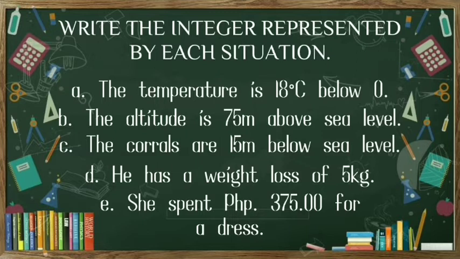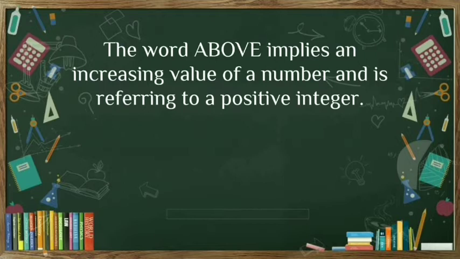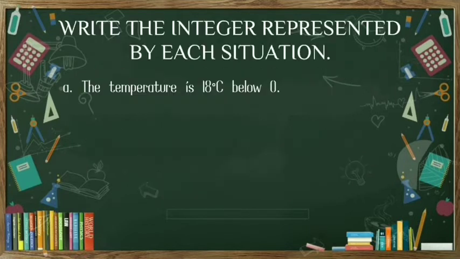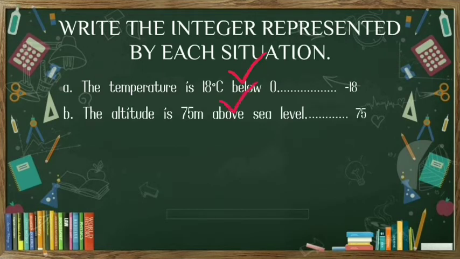Now we can come up with the integers which represent each situation by knowing our solution to answer. The word above implies an increasing value of a number and is referring to a positive integer, while the word below implies a decreasing value and is referring to a negative integer. We have here our answers. For letter A is negative 18 and B is positive 75.